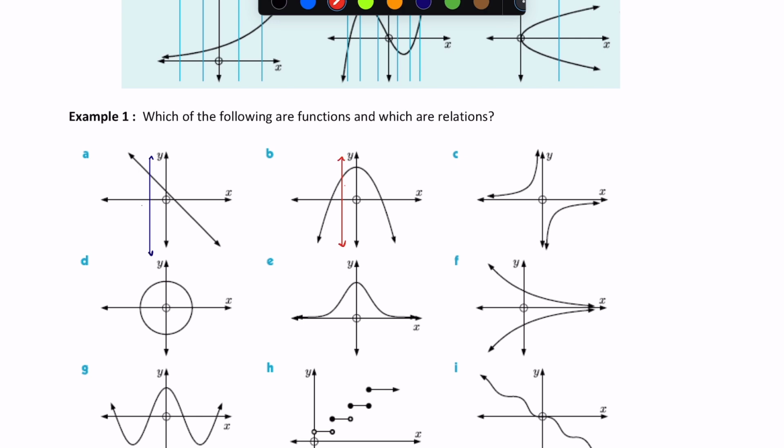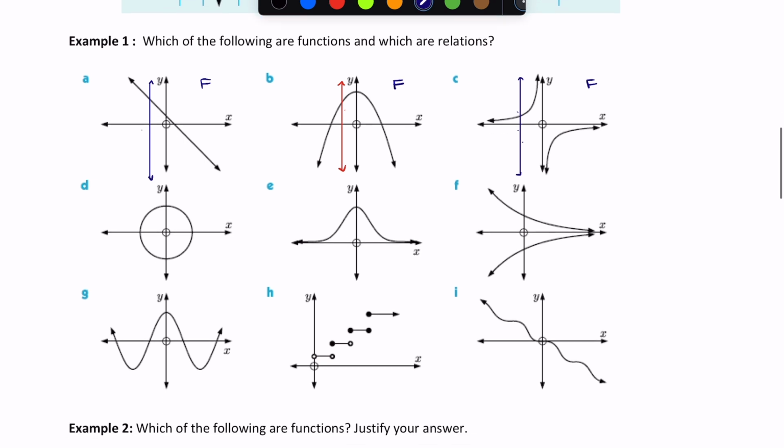Okay, so here for A and B, A is a function, B is also a function. Let's look at C. So C, if I draw a line here as well, if I move it left and right, we see here that it still, again, will only pass through one point here as well. So here, this is also a function. Now let's look at D here.